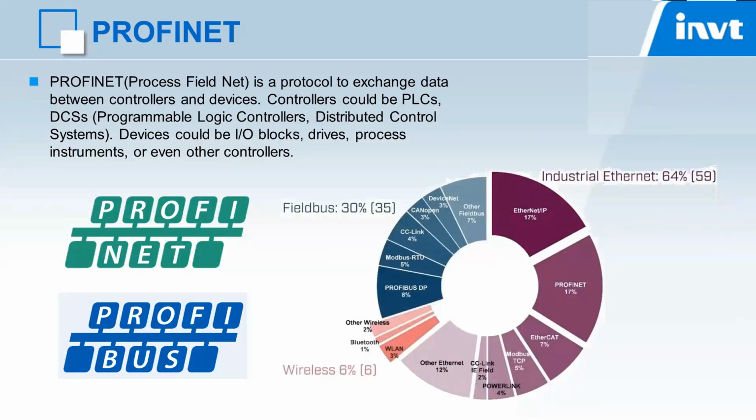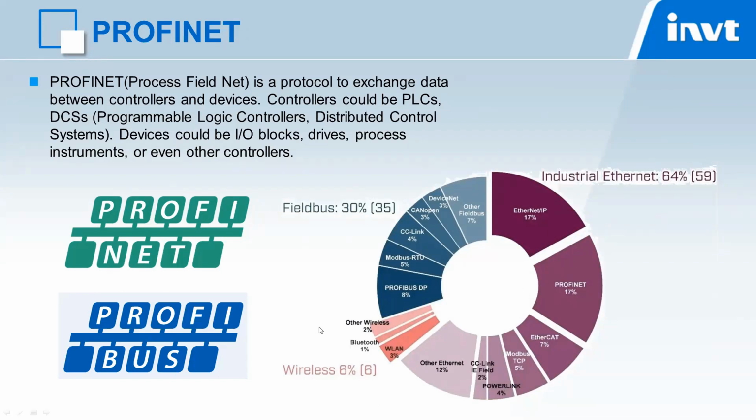First, Profinet is short for Process Field Net. It's a protocol to exchange data between the controller and the devices. The controller will be the PLC or DCS, and the device could be an I/O block, drives, process or processing instruments, or other controllers. Normally, when we use a Siemens PLC, we need to use Profibus or Profinet.